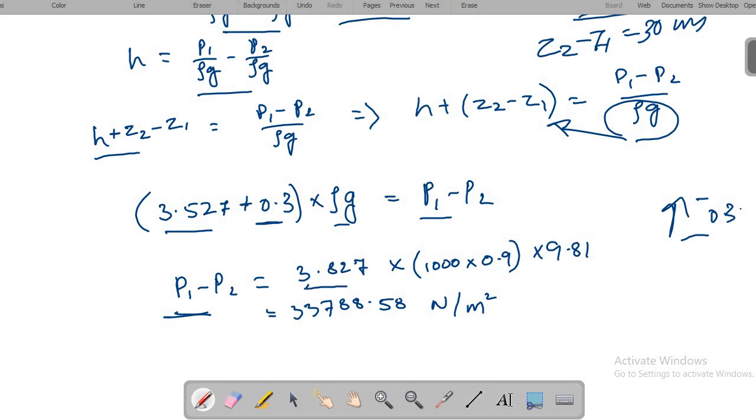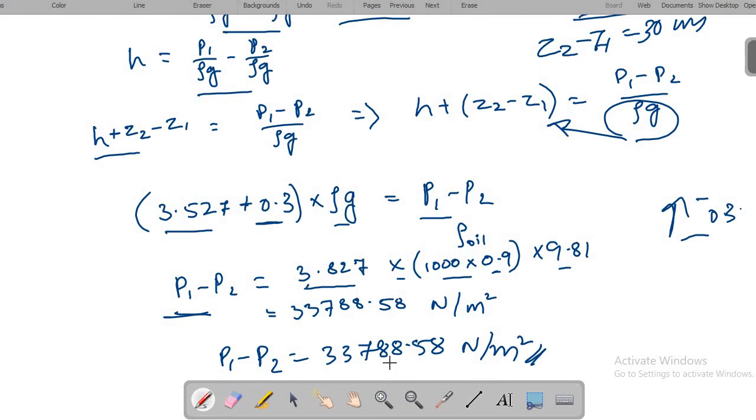This rho value is not for water, it is oil of specific gravity 0.9, so I have to substitute that: 1000 into 0.9 gives the density of the oil, so it will be 900 into 9.81 as usual for g. From this I got P1 minus P2 as 33,788.58 Newton per meter square.